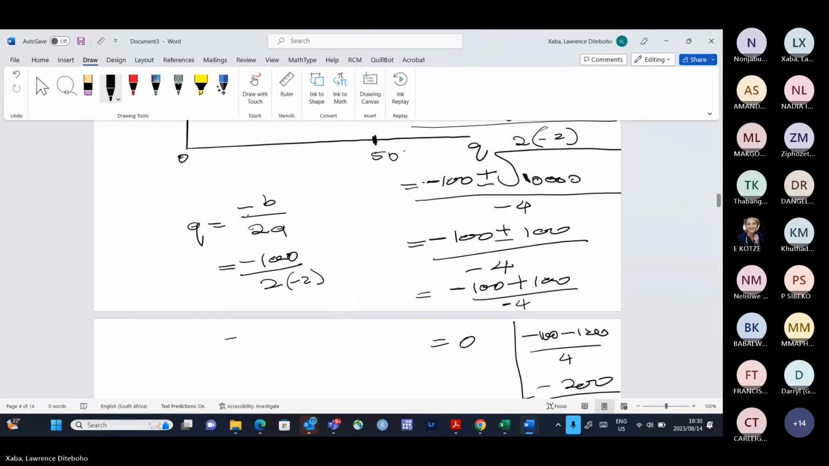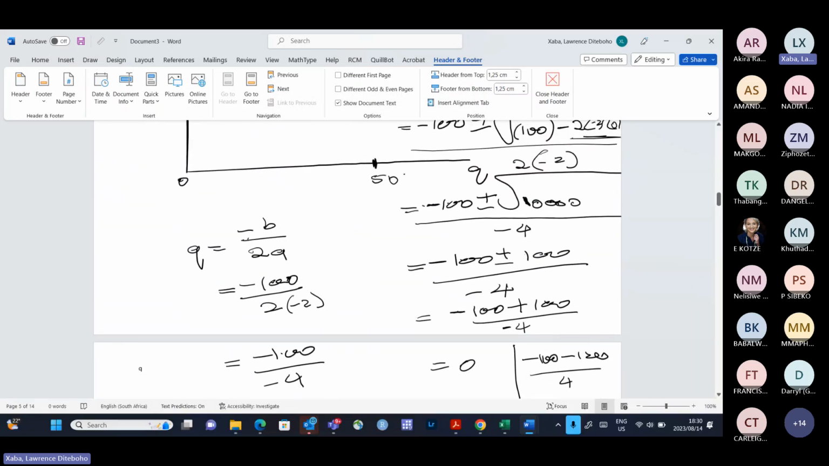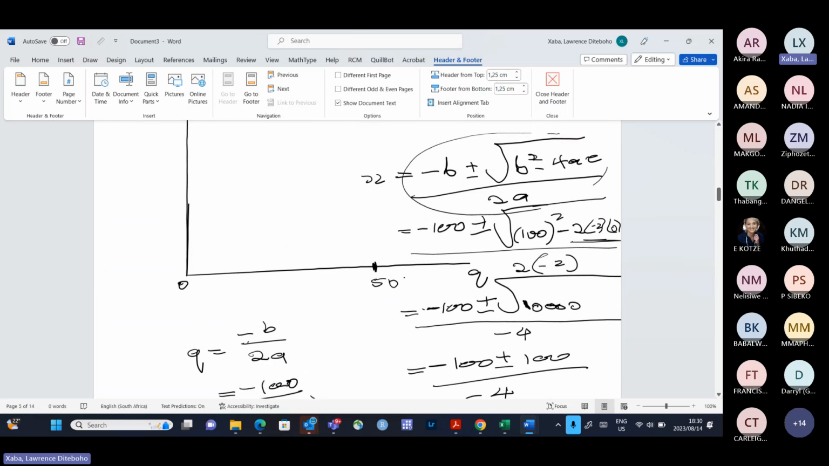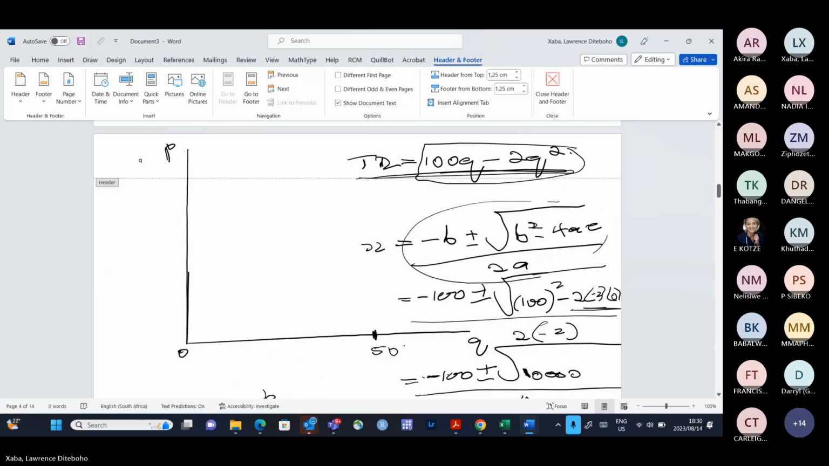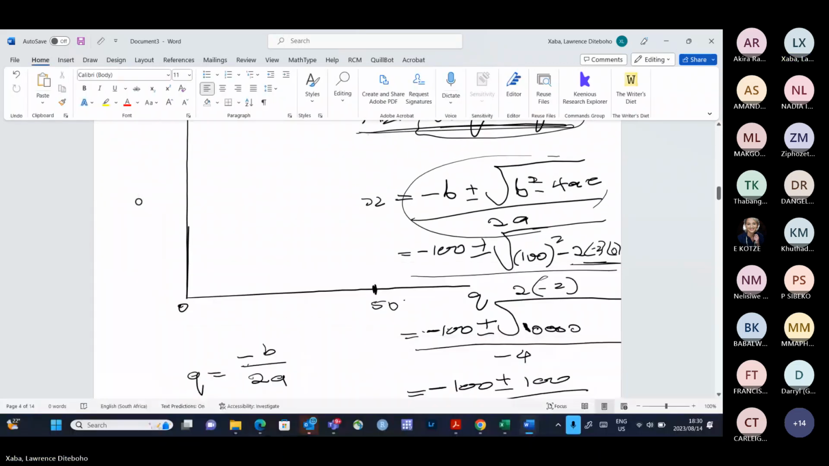So now we are simplifying it. We have -100 divided by -4. So we divide 100 by 4, and it gives you 25. We know that our turning point is 25. But remember, as our turning point, we can have only one value. So what do we do now? Q as a coordinate of our turning point is 25.